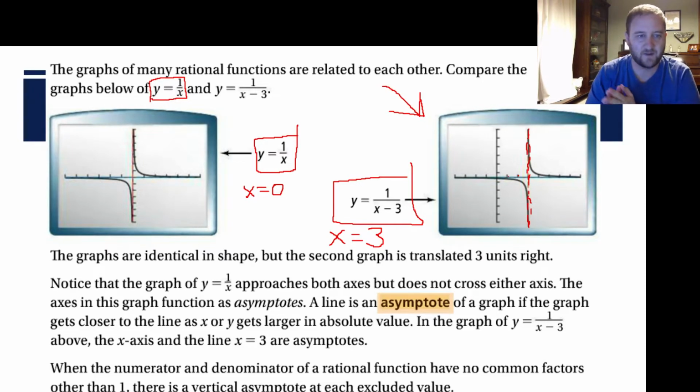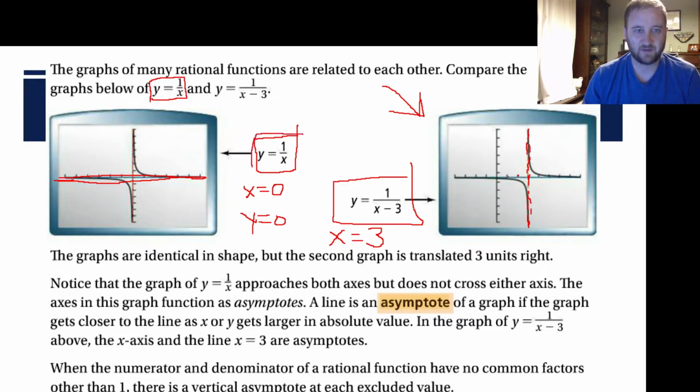Okay? So notice that the graph of y equals 1 over x approaches both axes, but does not cross either axis. So we talked about the vertical asymptote, right? The line that goes up and down that it approaches. But we didn't talk about the horizontal asymptote. There's also a horizontal asymptote at y equals 0.